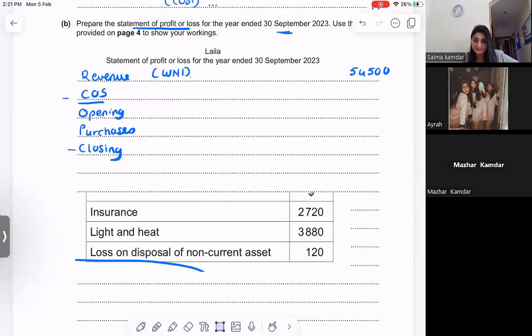With me? Yeah. You write it, I'll wait for you. Miss, can you tell me what was the opening inventory? Opening inventory is 12030. Okay, 12030. We were finding purchases, but right now we've not yet got the purchases. But I have got my other expenses, 3 other expenses.